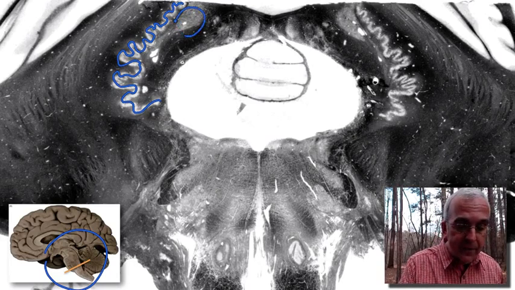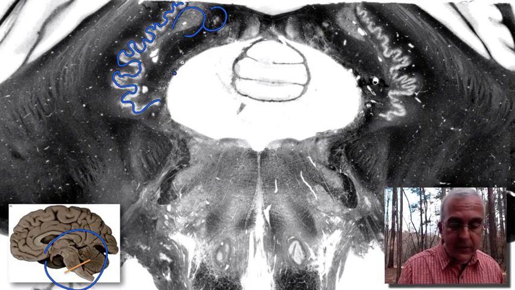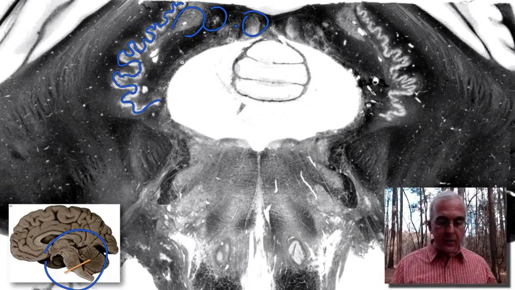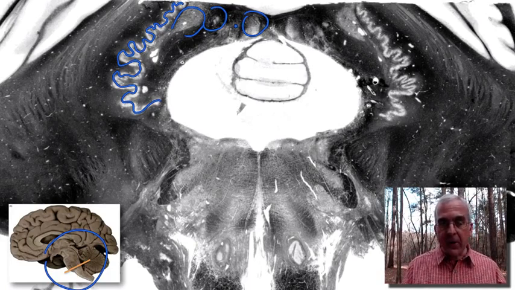It looks like we have elements of our interposed nuclei here, and then this is our vestigial nucleus. So these are the nuclei that are arranged in the base of the cerebellum in the white matter on the dorsal and lateral aspects of the fourth ventricle.